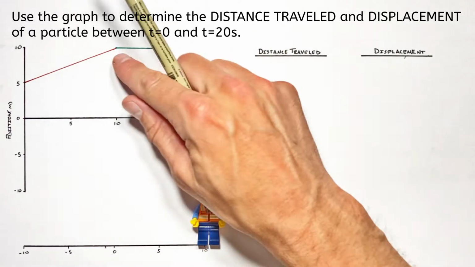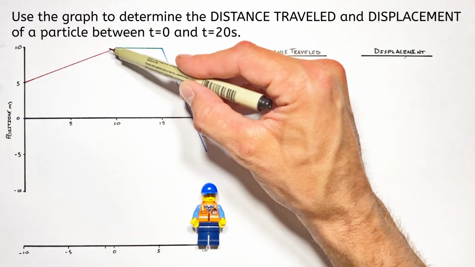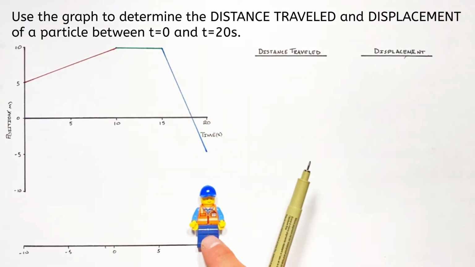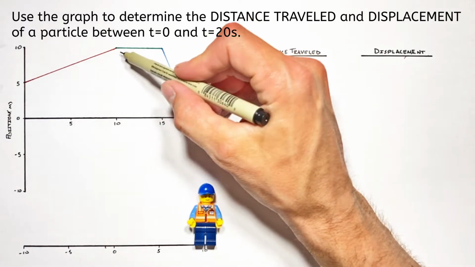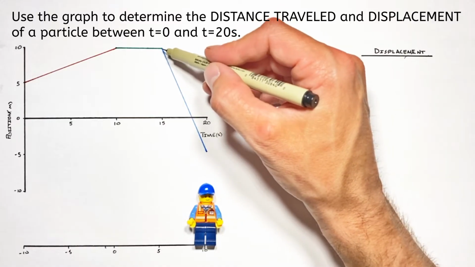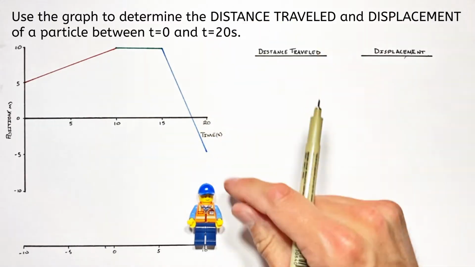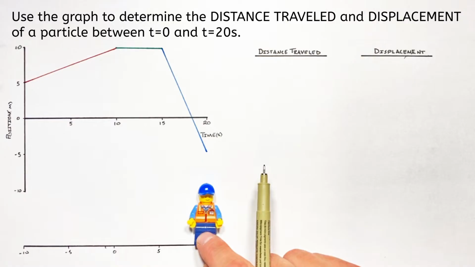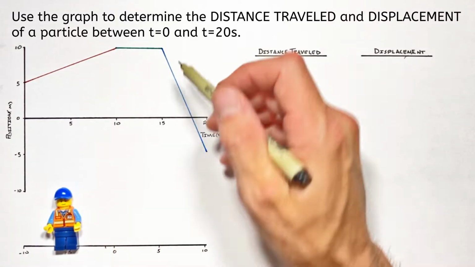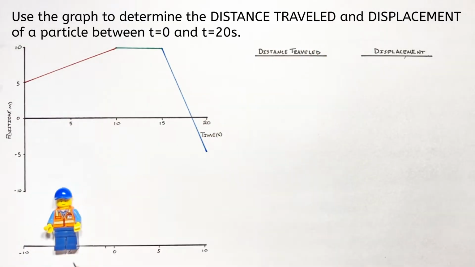So move this way. This little period of time right here where the position doesn't change means our dude just hung out, had a break or something like that for 5 seconds. And then in this last phase of motion, our guy goes from a position of positive 10 all the way down here to a position of negative 5.